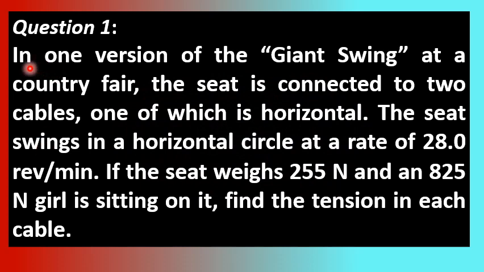Question number 1. In one version of the giant swing at a country fair, the seat is connected to two cables, one of which is horizontal. The seat swings in a horizontal circle at the rate of 28.0 revolutions per minute. If the seat weighs 255 newtons and an 825 newton girl is sitting on it, find the tension in each cable.